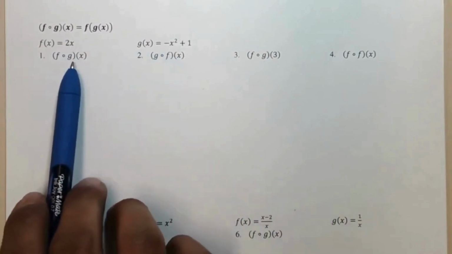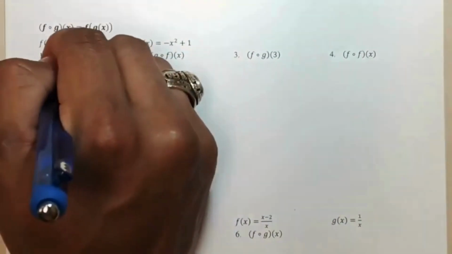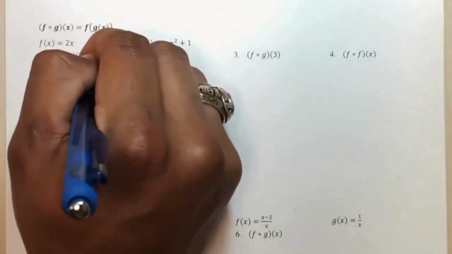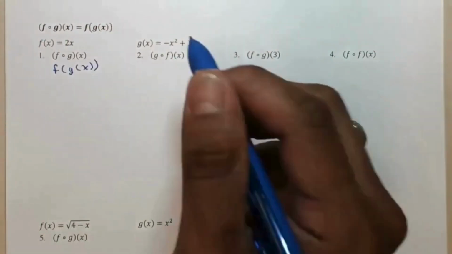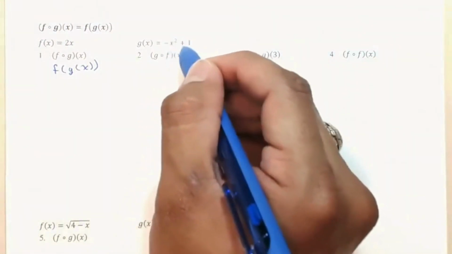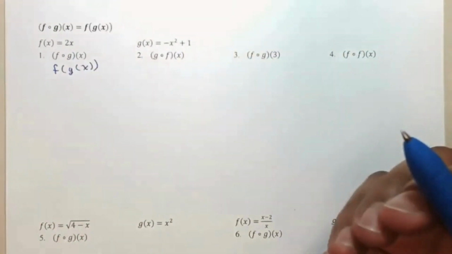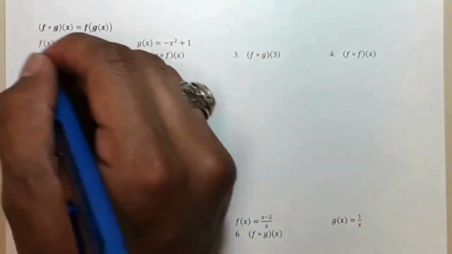So if I'm going to do f o g of x, that means I'm going to take g of x and plug it into the function f. Well, g of x is this negative x squared plus 1, and I'm going to plug it into that x, into that function.